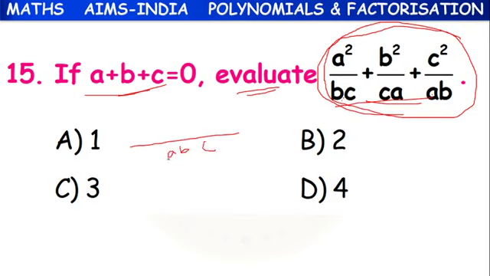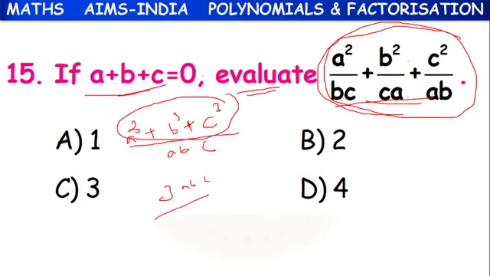BC is there, A is missing, so with A we have to multiply A square. It will be A cube plus. With CA there, B is missing, so B square, B cube. Here AB is there, C is missing, so we multiply C square, C cube. If A plus B plus C is equal to 0, then the numerator value will become 3ABC. 3ABC by ABC, ABC cancel. 3 is the answer.